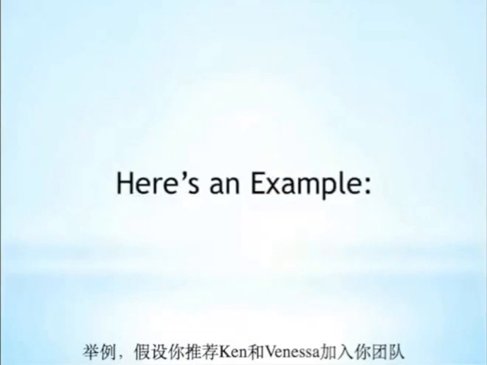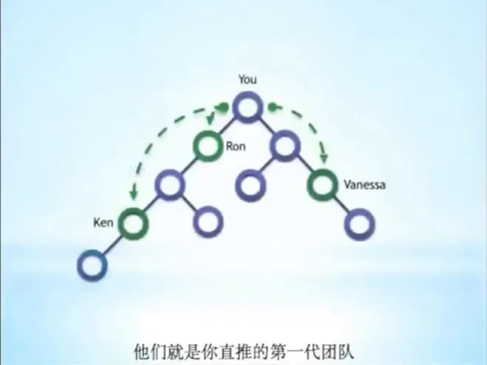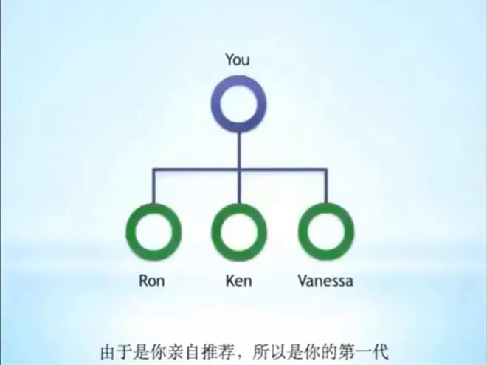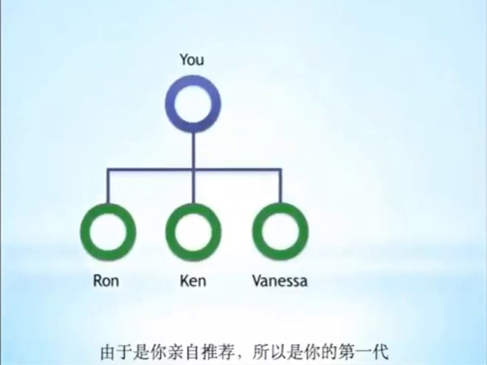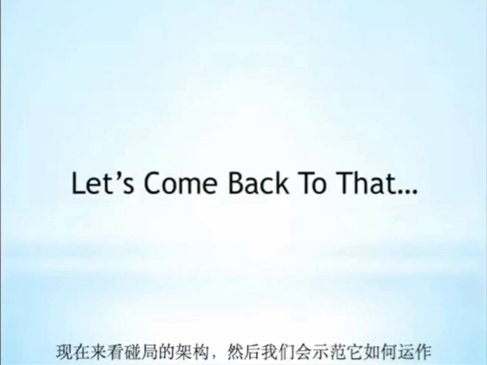Here's an example. Let's say you enroll Ron, Ken, and Vanessa, and they end up placed in your organization like this. Now, even though they are placed one or more levels deep in your group, because you enrolled them, that puts them on the first generation of your enroller tree. More on generations in a minute. Let's look at the whole matching bonus structure and then give an example of how it works.